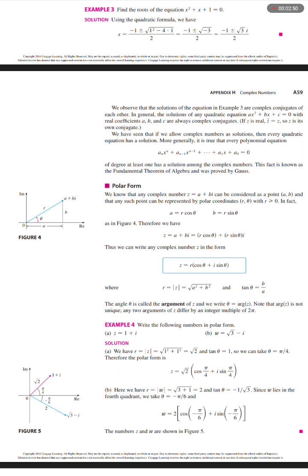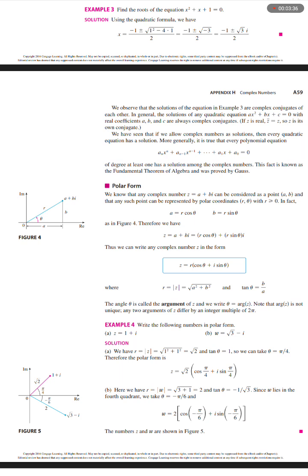Therefore, we have z equals a plus bi equals (r cosine theta) plus (r sine theta) i. Thus, we can write any complex number z in the form z equals r (cosine theta plus i sine theta), where r equals the absolute value of z equals the square root of a squared plus b squared, and tangent theta equals b over a. The angle theta is called the argument of z, and we write theta equals arg z. Note that arg z is not unique. Any two arguments of z differ by an integer multiple of 2 pi.